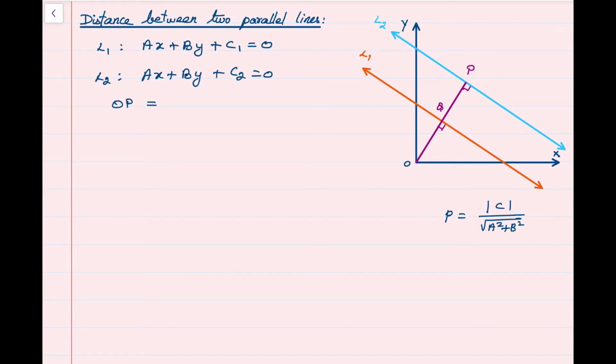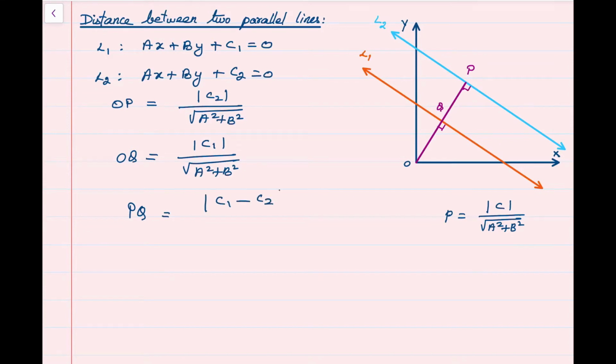The length of the normal OP for L2 line is absolute value of C2 divided by root of A square plus B square, and length of the normal for line L1, OQ, is absolute value of C1 divided by root of A square plus B square. Therefore, the distance between two parallel lines PQ is equal to absolute value of C1 minus C2 divided by root of A square plus B square.